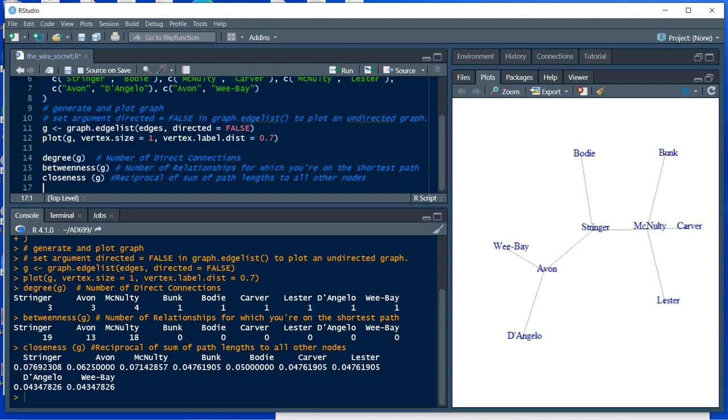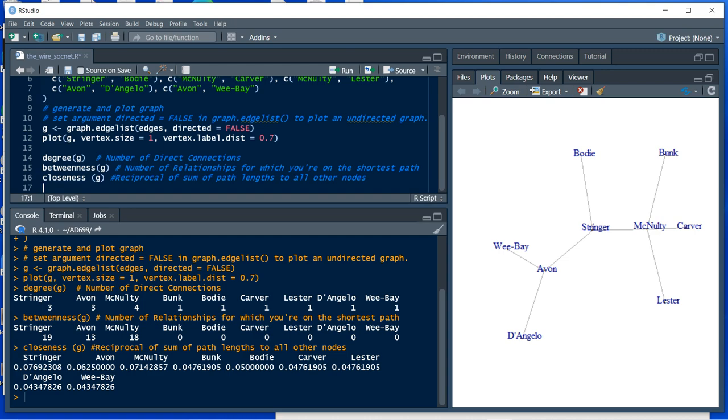So I can come back to that in another video, but what I'm going to do right now is just pick a couple characters. I won't do them all, but we'll break down a couple of them. So let's take a look at Avon. And as we go, we see Avon's closeness score right here as 0.0625.